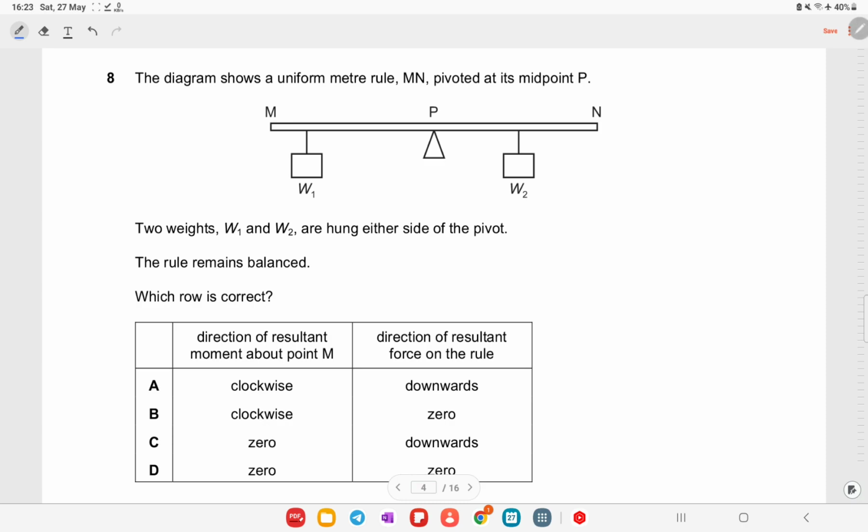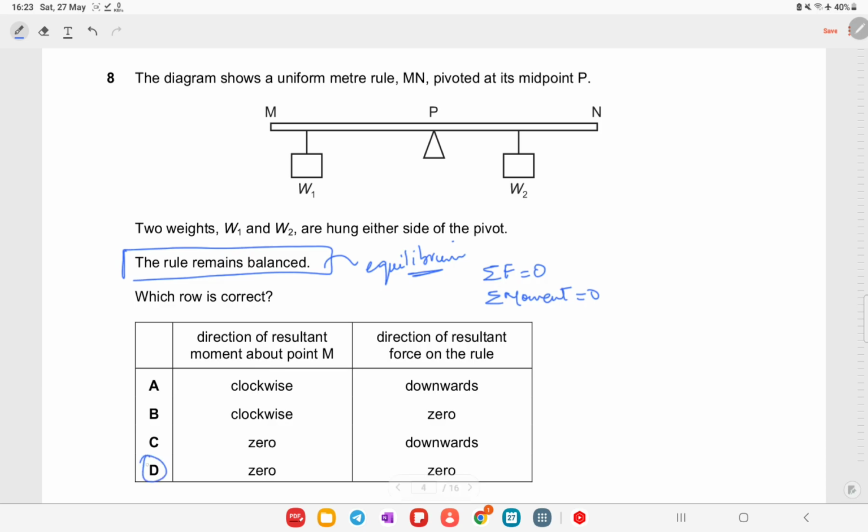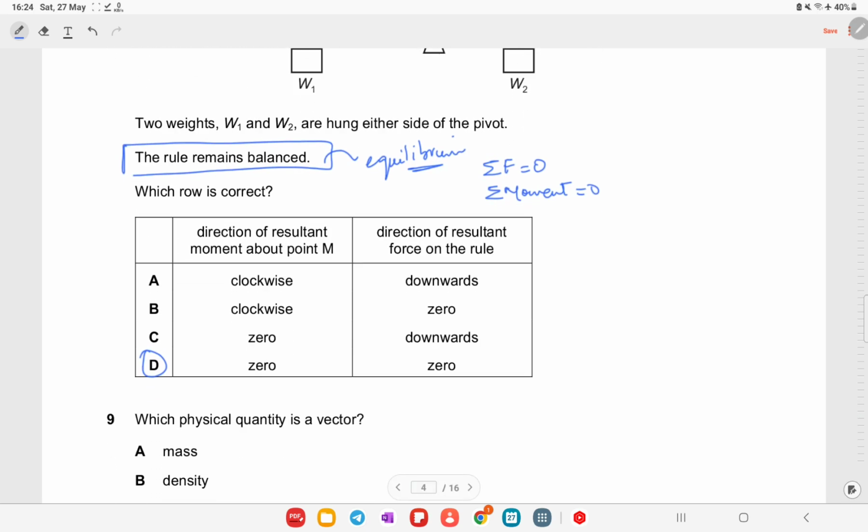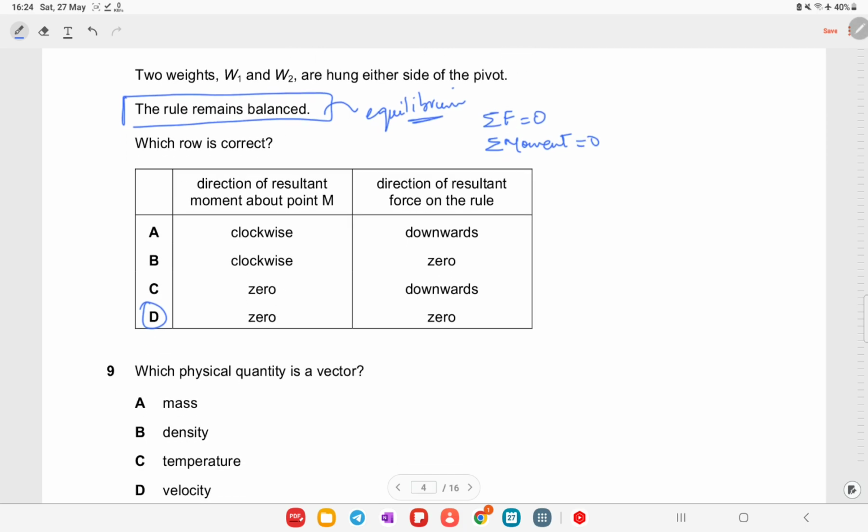So in this question, you see that the rule remains balanced. So we are talking about equilibrium. When we are talking about equilibrium, what is happening over there? The sum of all the forces acting on the object and the sum of all the moments acting on the object is going to be equal to 0. So option D is going to be the right answer. Both the resultant of the moments and the resultant force are going to be equal to 0.